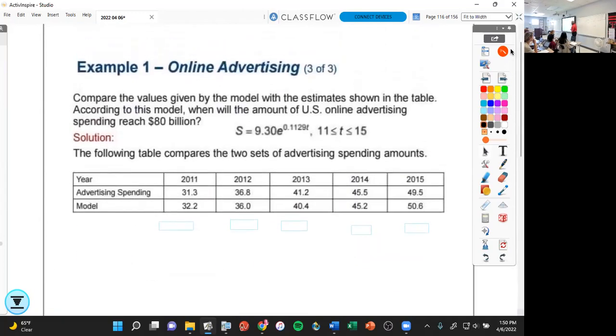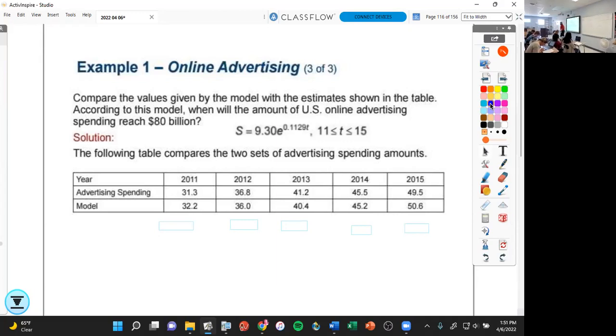Okay, so based on this, let's actually finish the problem. Compare the values, we've done that. According to this model, when will the amount of US online advertising spending reach 80 billion? 2019? 2020? Okay, let's do it algebraically.